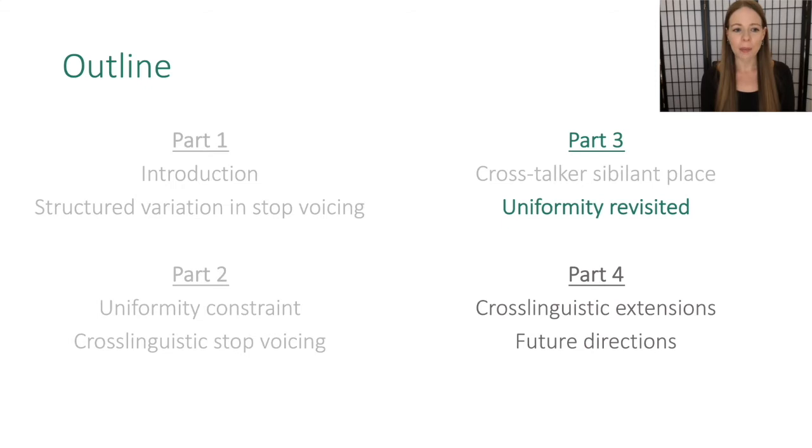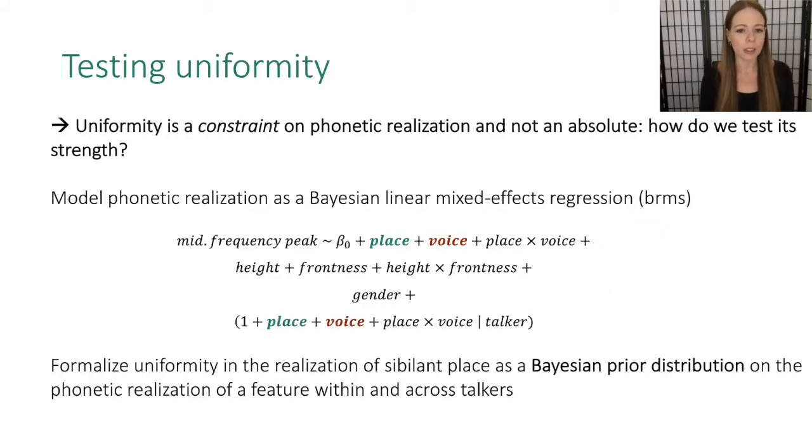I've now said a few times that the phonetic targets should be uniform based on these correlations, so the covariation arises due to underlying identity, but is there a way that we might be able to formalize this a little bit further? So uniformity is a constraint on phonetic realization and not an absolute. How do we go about testing its strength?